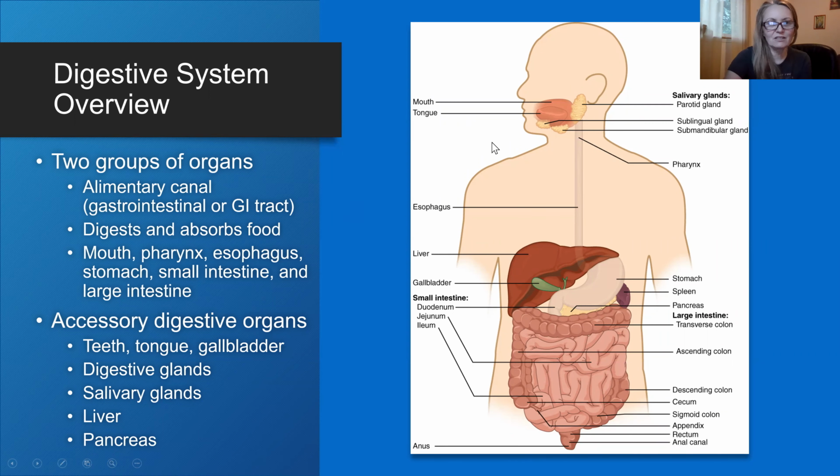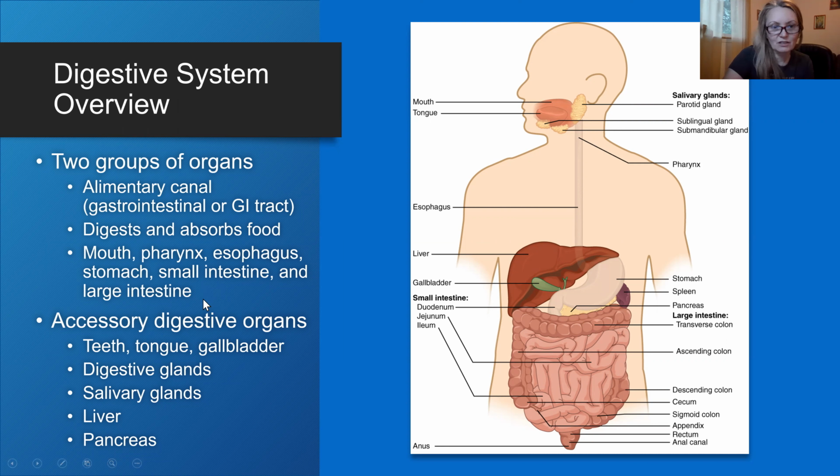So actually, the digestive system is made of 2 groups of organs: the alimentary canal, which has several names, gastrointestinal tract or GI tract, and the accessory digestive organs. The alimentary canal digests and absorbs food, and it includes the mouth, pharynx, esophagus, stomach, small intestine, and large intestine. It's a continuous tube where your food becomes chyme, and it goes through this tube from your mouth to your anus.